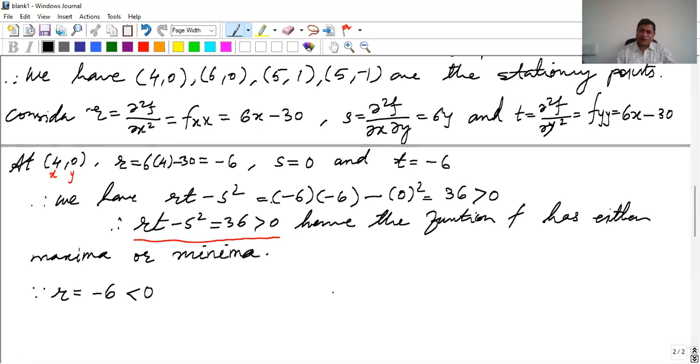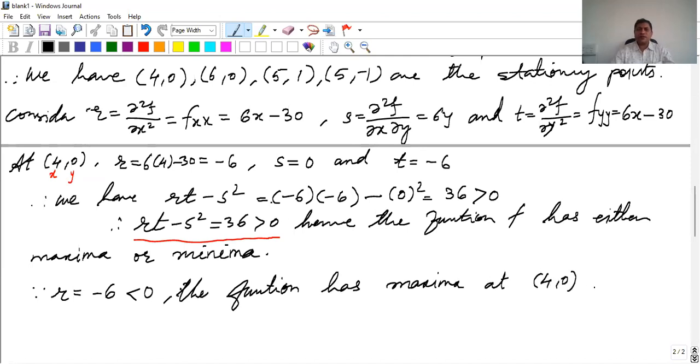If r is less than 0, what is the conclusion? The function has maxima at the given point, not minima. So the function has maxima at 4, 0.